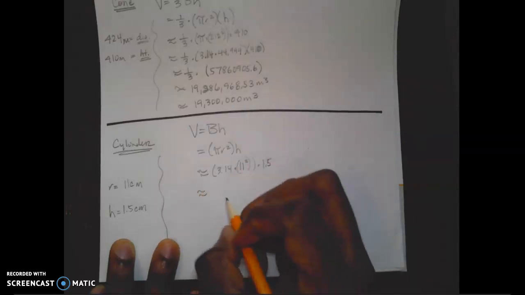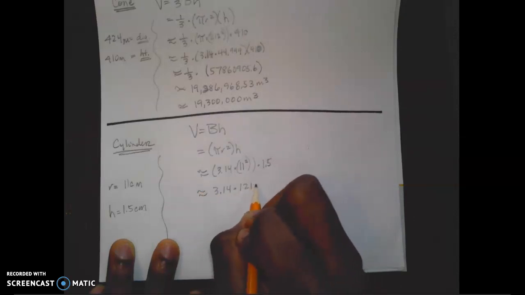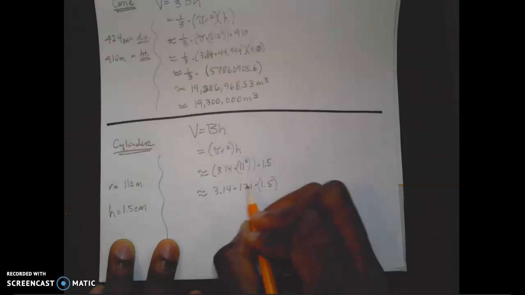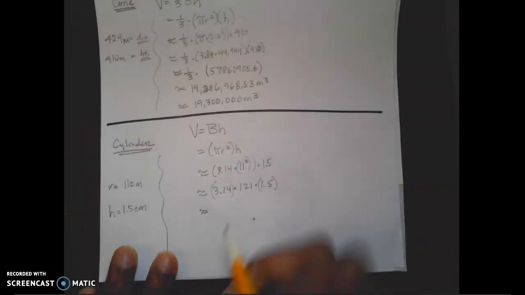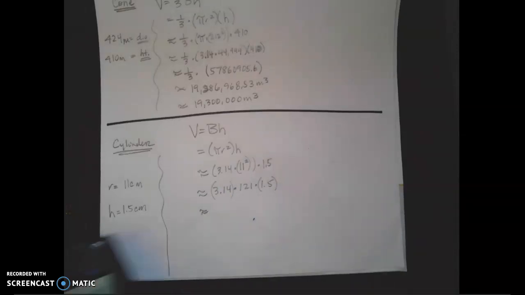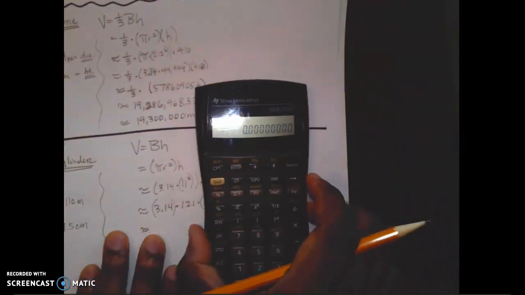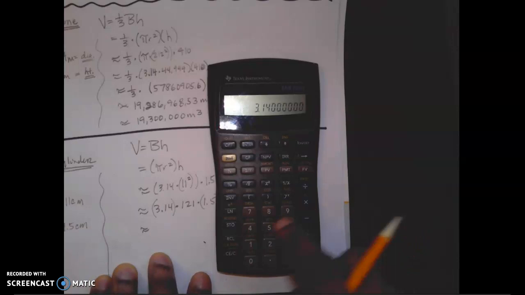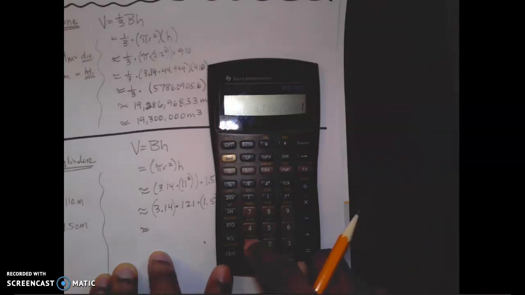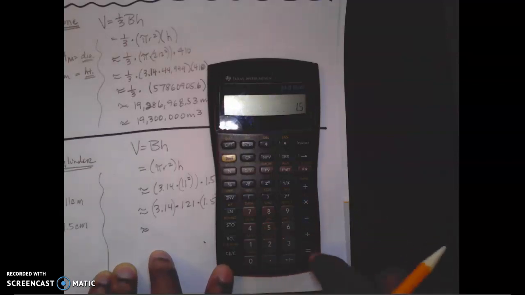So again, approximating pi as 3.14, times 121 times 1.5. Okay, I just want to put all these things in a way so that they're easily seen. Again, we're going to use my handy dandy calculator here. So I'm going to move my numbers over. I have 3.14 multiplied by 121 multiplied by 1.5.